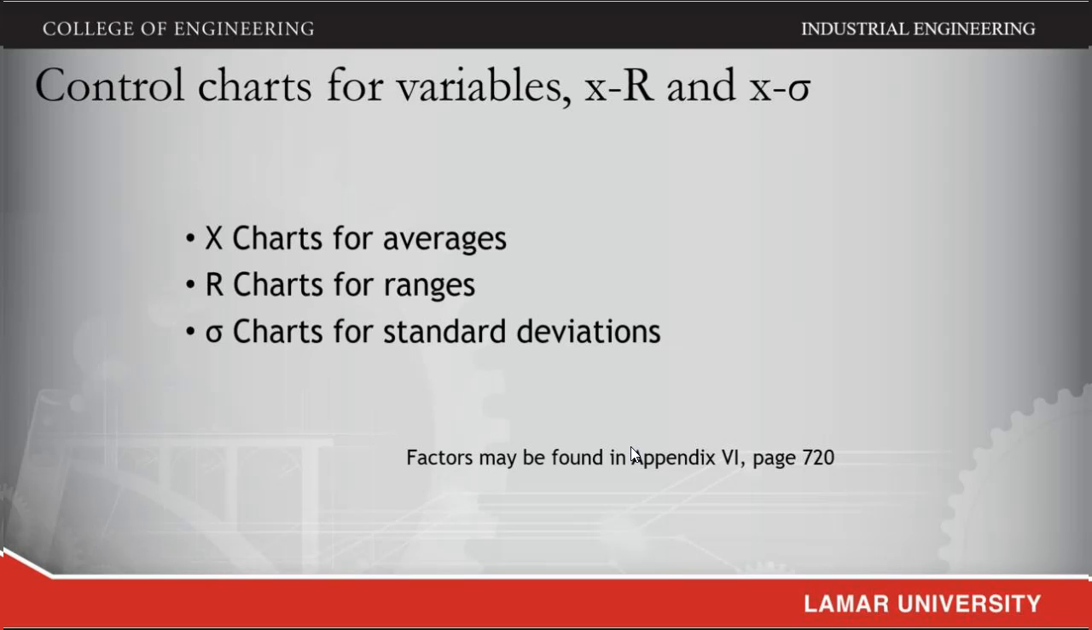When you have charts for variables, either X-bar R or X-bar sigma, you can obtain the values for the key parameters that you need to actually make the computations in Appendix number 6 on page 720, and that will give you the factors necessary to compute the charts for averages, chart for ranges, and the chart for standard deviations.